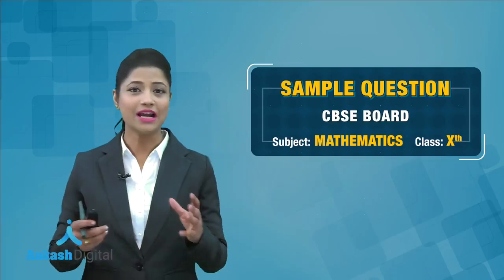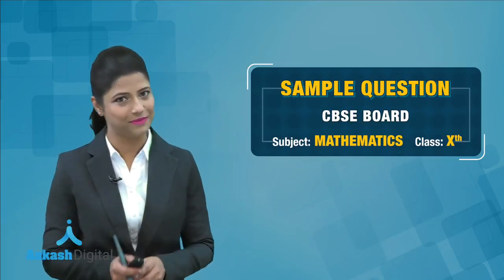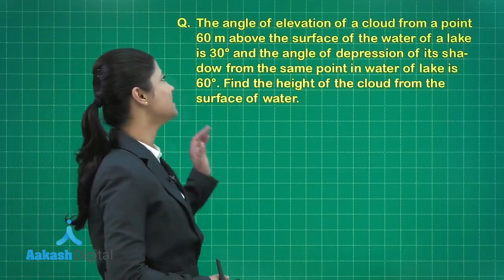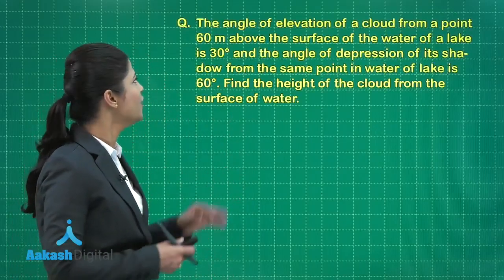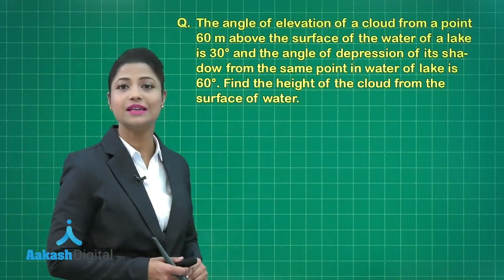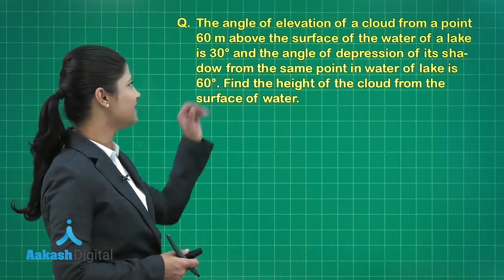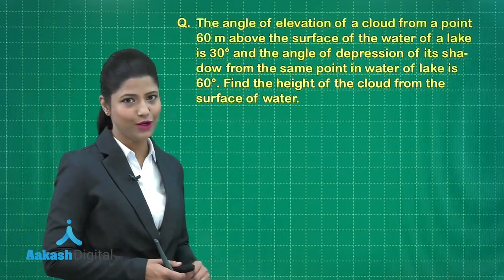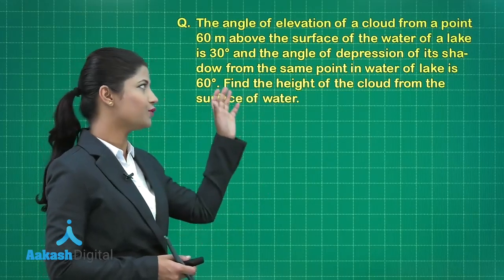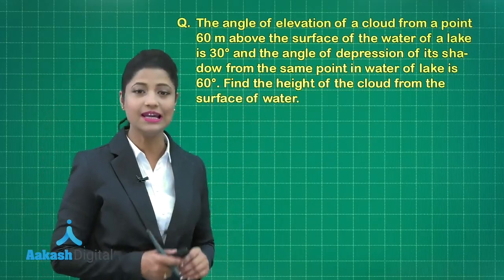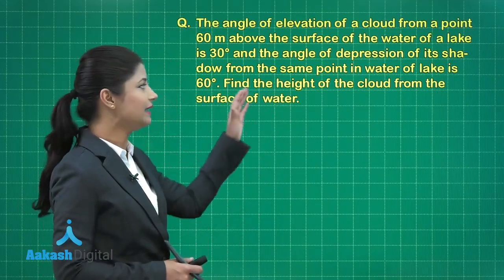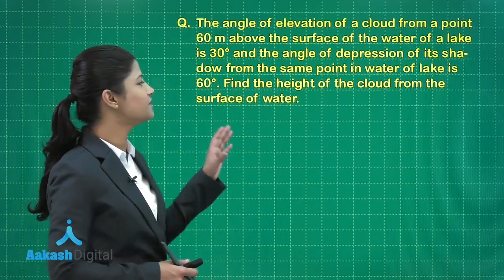Hi everyone, let's take up a question from CBSE board sample paper. Here this question states: the angle of elevation of a cloud from a point 60 meter above the surface of the water of a lake is 30 degrees and the angle of depression of its shadow from the same point in water of the lake is 60 degrees. Find the height of the cloud from the surface of water.